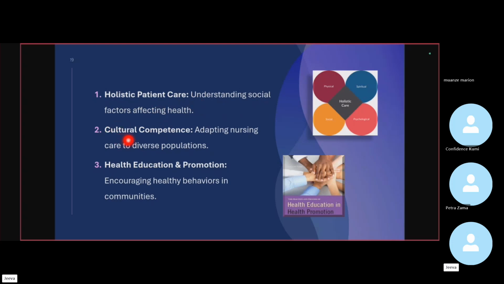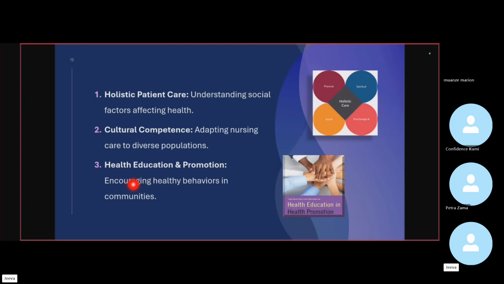Second thing, cultural competence. Cultural competence means every nurse has to adapt the care to a diverse population. Like there are people who are living in slum regions, there are people who are in poverty. So everywhere you should give proper care, adapting nursing care to a diverse population. Even if they are rich, poor, or whatever, you have to give proper care to every population.